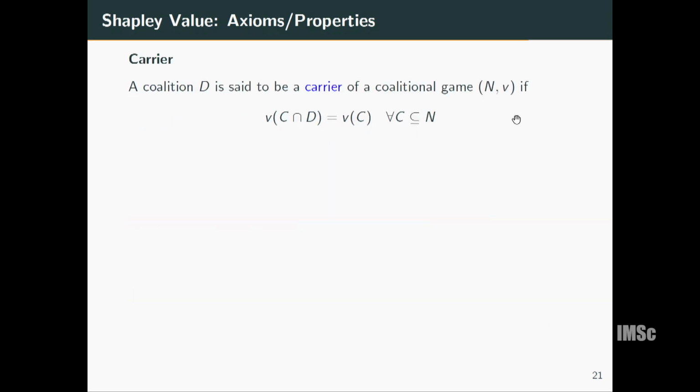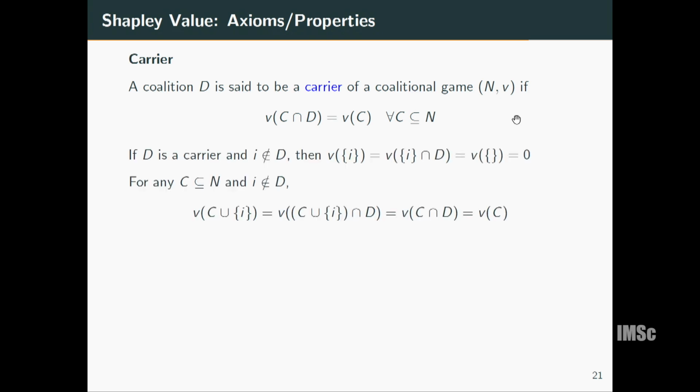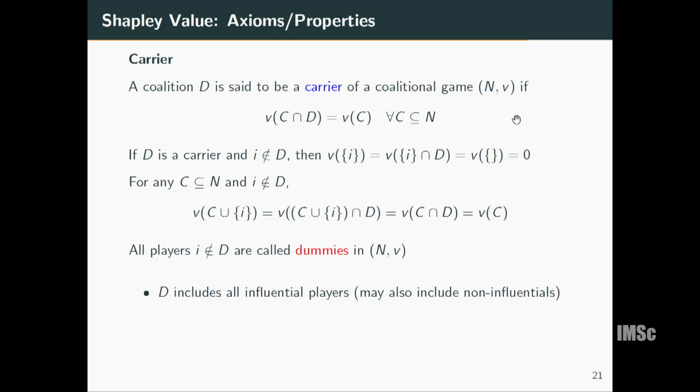Okay. The third property says the following. A coalition D is said to be a carrier of a coalition game if V of C intersection D is equal to V of C. What does it mean? Suppose D is a carrier. So when do you say D is a carrier? When V of C intersection D is always equal to V of C.